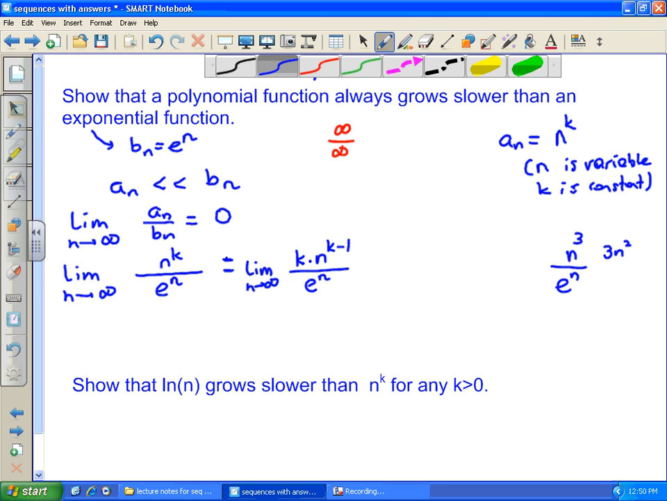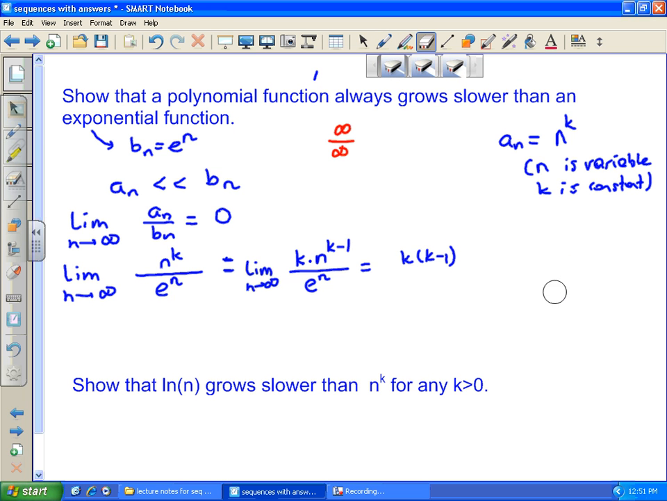Okay, now we still have infinity over infinity, right? So take the derivative one more time. Now you're going to have k times k minus 1 times n to which power?